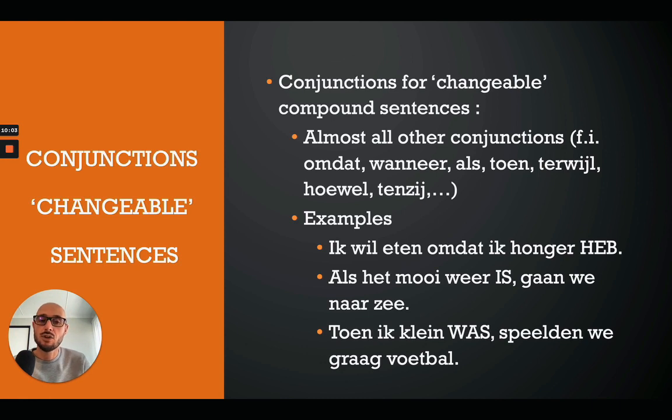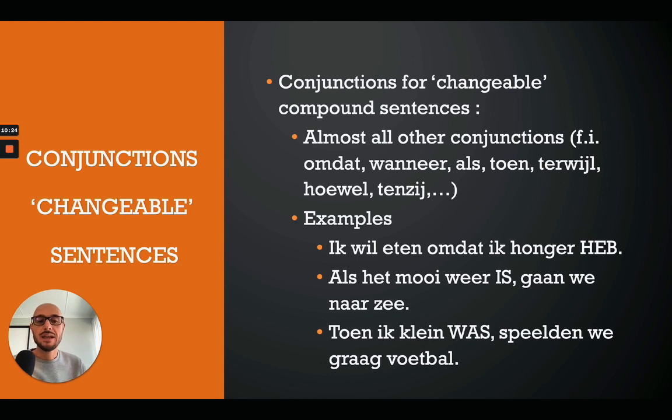Our finite verb gaan is in front of our subject. Okay, then we look at the second one. Toen ik klein was. Toen, back then, in the past, is the beginning of a subclause. So basically, was is our finite verb. As you can see, it goes all the way to the end.